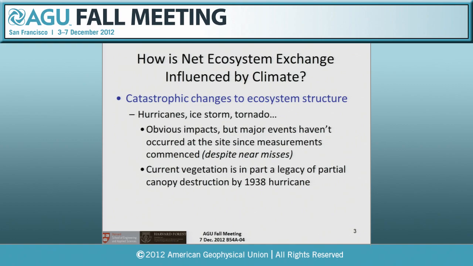One, you can have a big storm that knocks down the whole canopy. I'm not going to talk about that, except to note that the current vegetation that we see at our site is in part there because there was a hurricane in 1938, which largely knocked down much of the canopy. But fortunately, we haven't had a hurricane at our site since then. We've had near misses and some big storms, but nothing catastrophic.